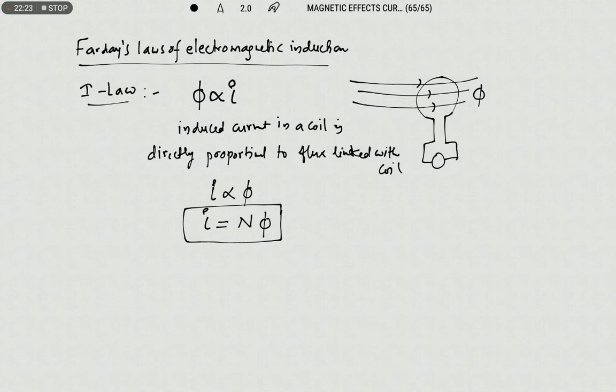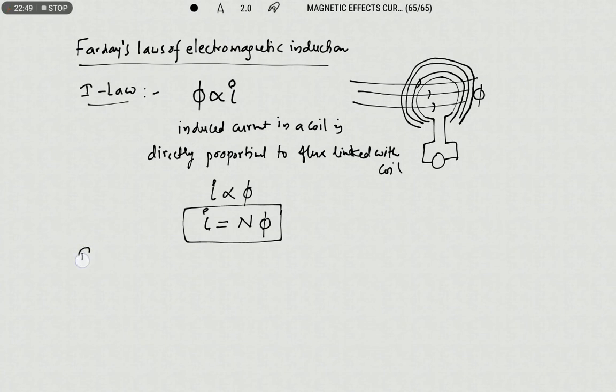That means if the flux linked with the coil is greater, then the induced current is also maximum. In the same way, instead of one turn, if you increase the number of turns in a coil, the flux linked with the coil will change in greater magnitude. Therefore, the induced current will also increase.